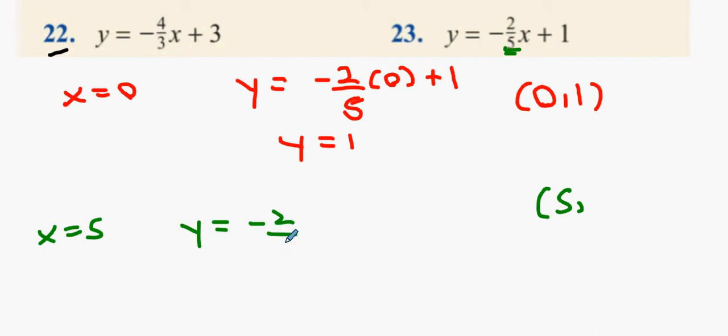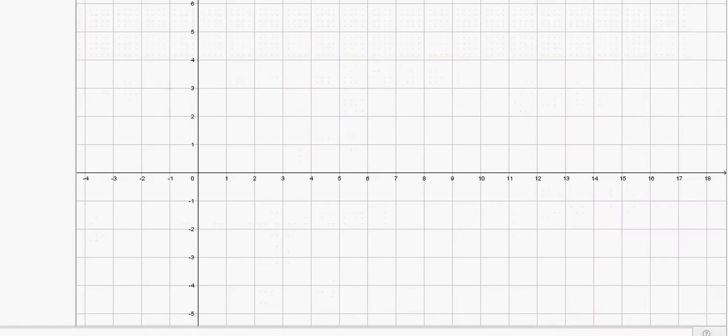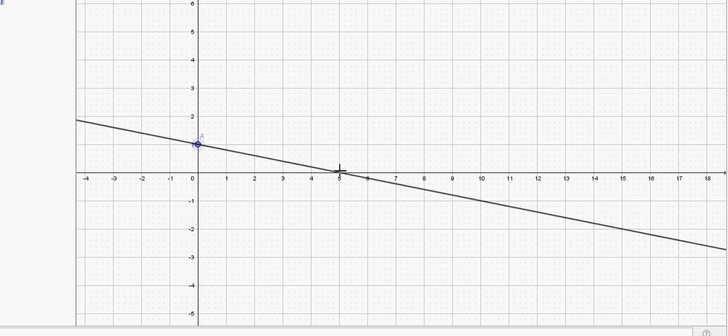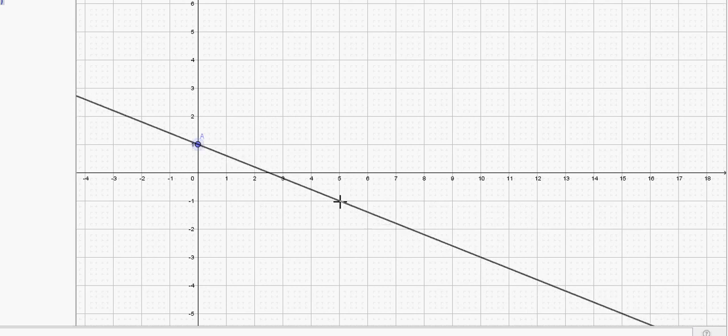So 2/5 times 5 plus 1. And then you're going to get minus 2 plus 1, which is minus 1. And many people got 5, minus 1. So 0, 1 and 5, minus 1. So Liam, have a look at this. 0, 1, 5, minus 1. I bet you got the point 10, minus 3.